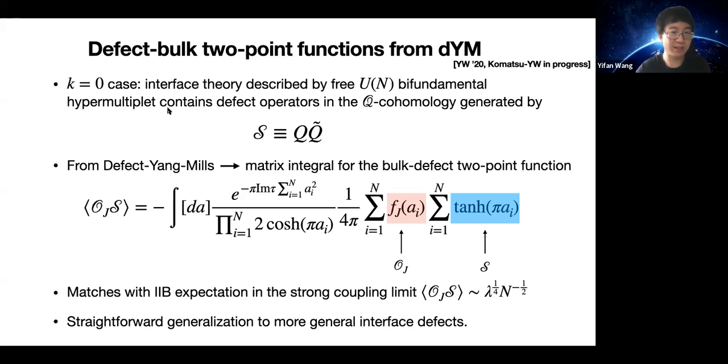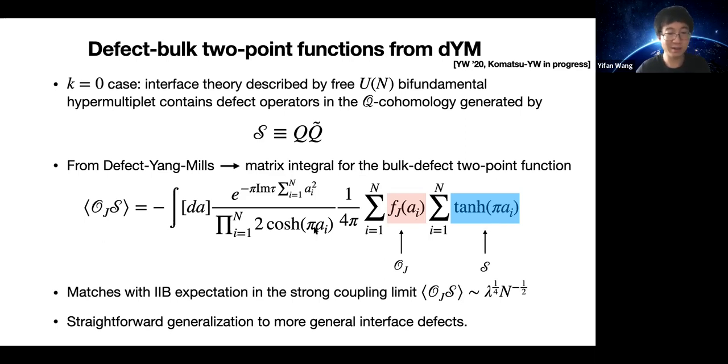In that case, the additional hypermultiplet gave rise to defect operators on this interface, which is some gauge invariant bilinear of the hypermultiplet scalars. And from the general dictionary I described before, this defect bulk one-point function gave rise to a matrix model expression, where the bulk operator insertion corresponds to a polynomial insertion in a, related to the Chebyshev polynomial. But more interestingly, the defect operator will give rise to hyperbolic function insertions of the eigenvalue.